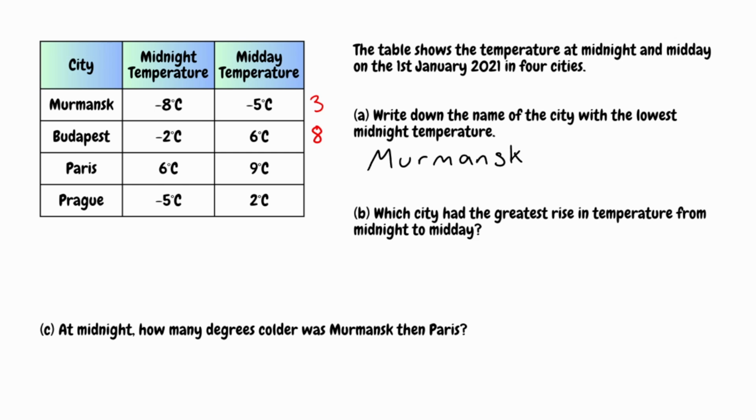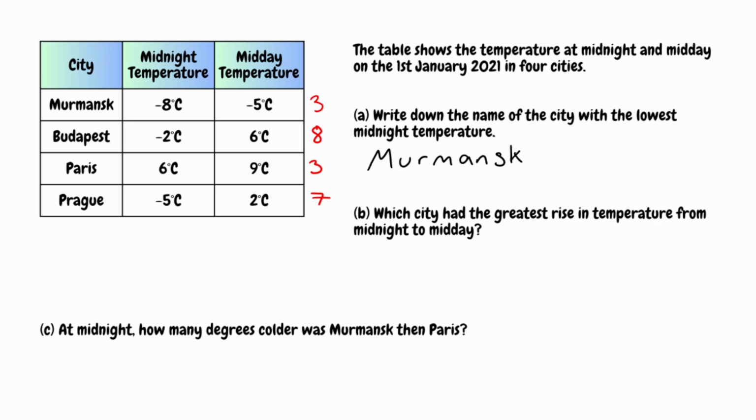In Paris, the midnight temperature was 6 degrees, and the midday temperature was 9 degrees. So this one would have risen by 3 degrees. And then finally for Prague, the midnight temperature was -5, and by midday it's risen to 2 degrees. So again, from -5 to 0 is 5 degrees. We're then adding on another 2, so in total that has risen by 7 degrees.